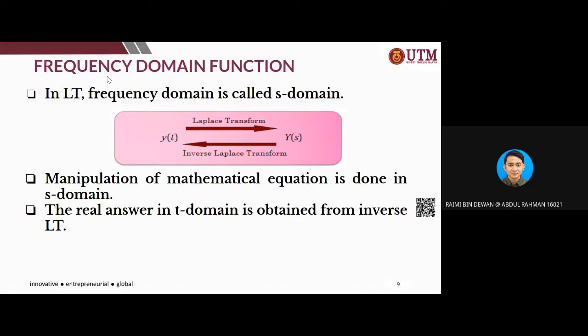Next, we go to the frequency domain function. In Laplace transform, the frequency domain is called the S domain, so don't use omega domain. You don't put omega here, you put S. First is a time domain signal. If we do the conversion, which is Laplace transform, we will have capital Y with bracket S to show it is a Laplace transform produced signal. And if you want to obtain the time domain signal back, we do the inverse Laplace transform. Laplace transform is shown by capital L.